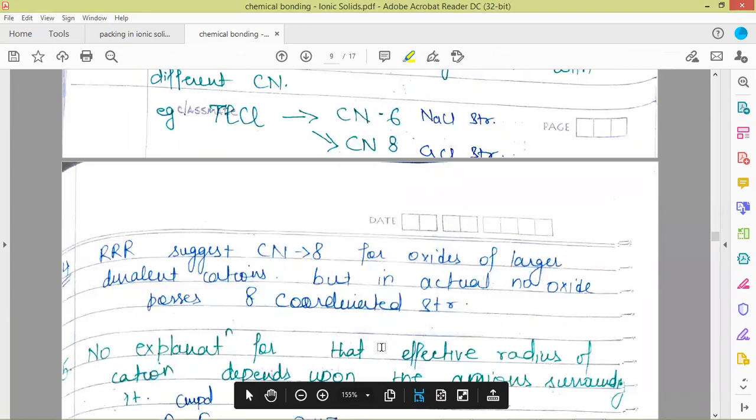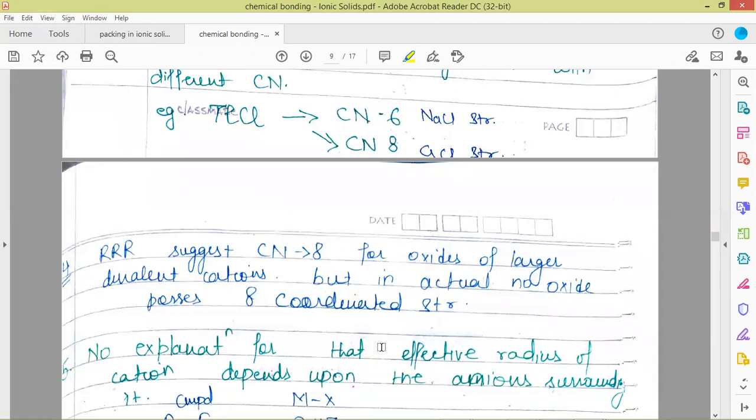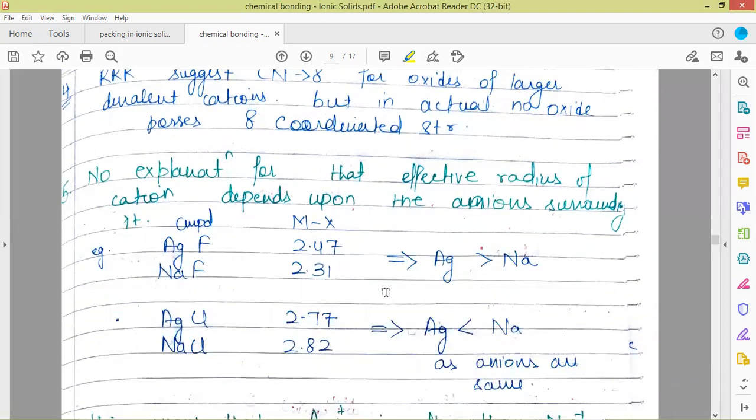The next point is that the radius ratio rule suggests coordination number of 8 for oxides of larger divalent cations. When we have larger divalent cations, their coordination number is 8 according to the radius ratio rule for their oxides. But in actual, no oxides have coordination number of 8 in their structure.